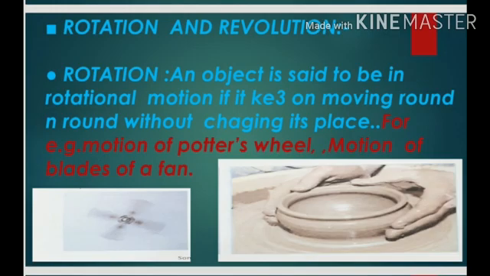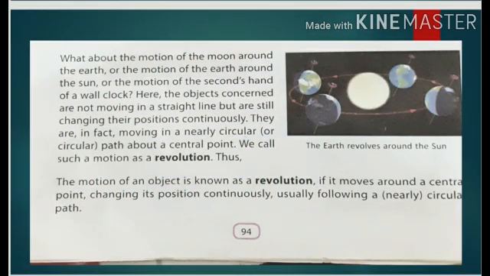Let's move towards the next category, that is revolutionary motion. As you know, the moon keeps on moving around our earth. Likewise, earth keeps on moving around the sun. It means both these heavenly bodies, moon and the earth, are revolving around a central point. Such a type of motion is called revolutionary motion.